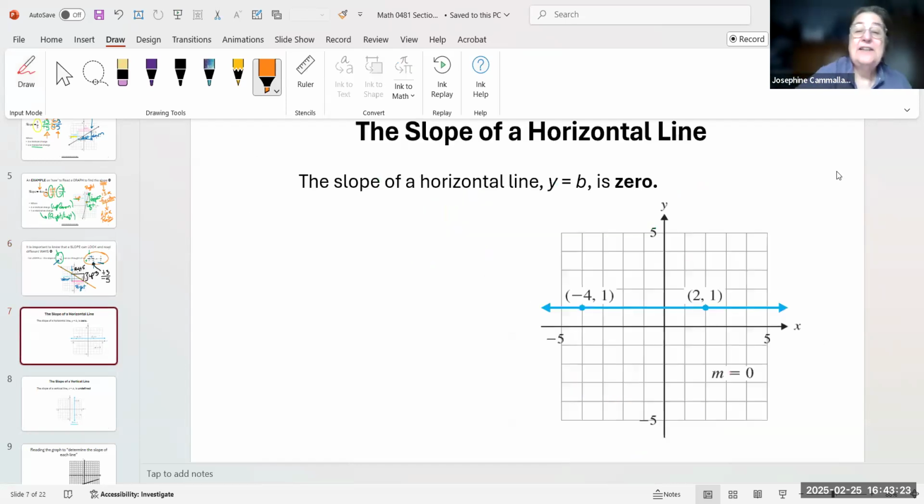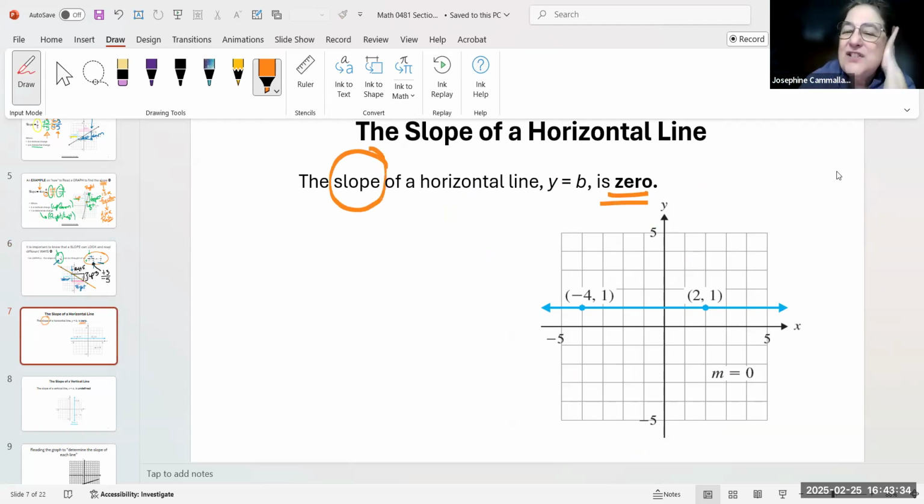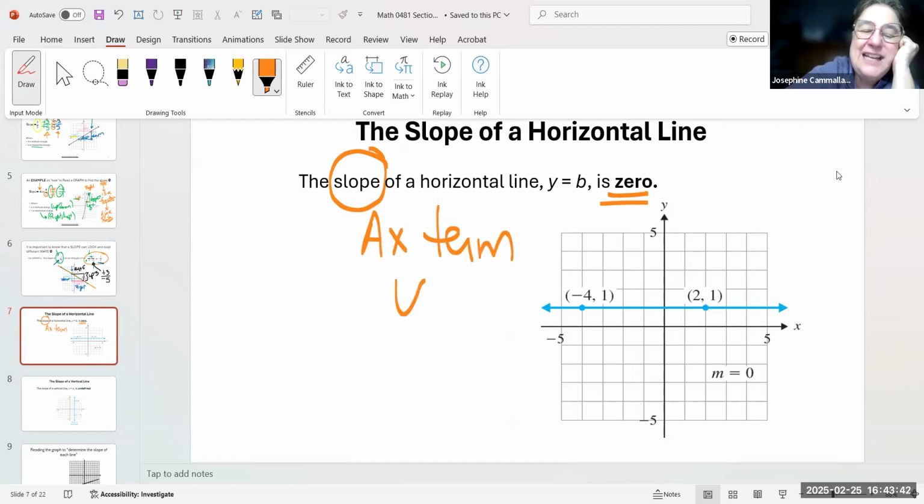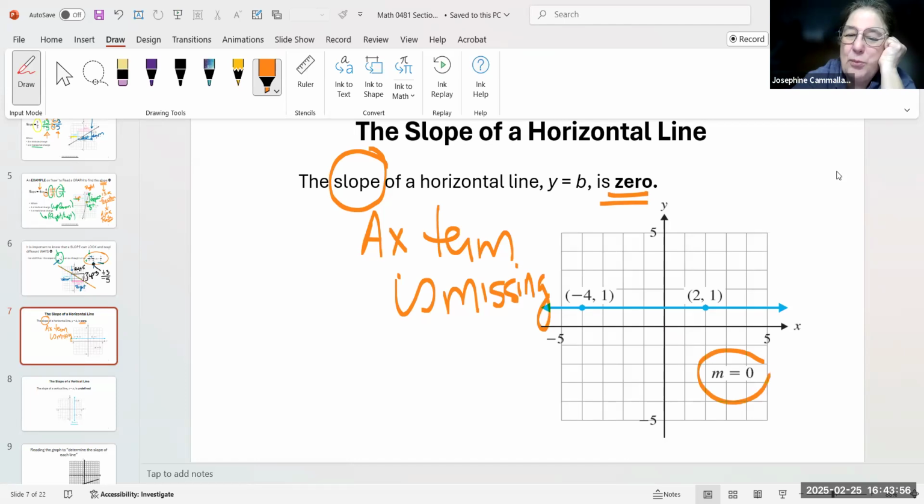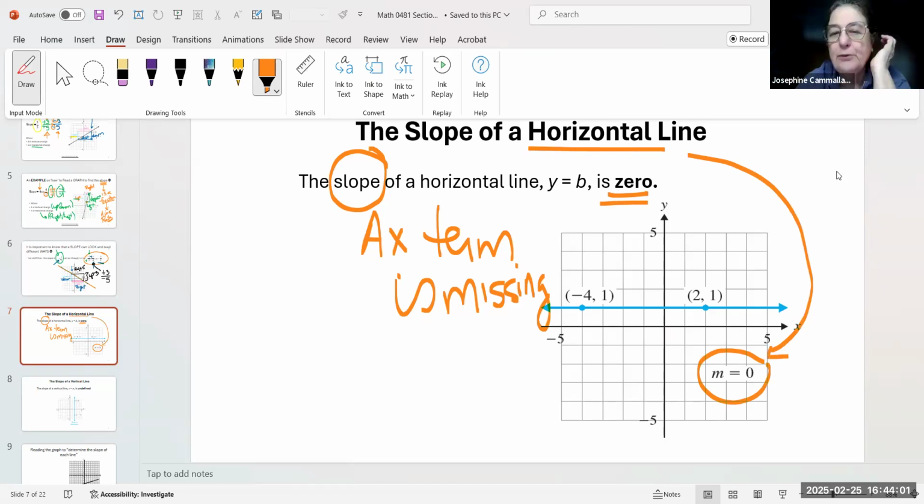Okay. And then these should be very simple. Okay, this has a slope of 0. And you're going to say, why? The AX term is missing. This is a slope of 0. A horizontal line is a slope of 0.